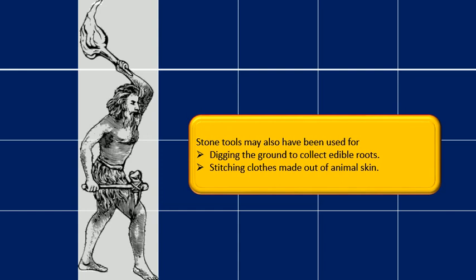It might be noted that stone tools may also have been used for digging the ground to collect edible roots. Stone tools may also have been used for stitching clothes made out of animal skin.